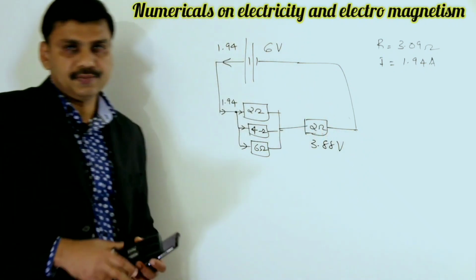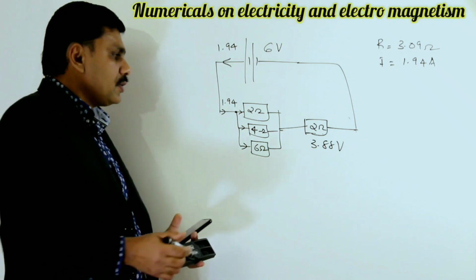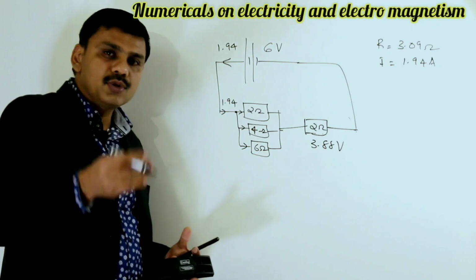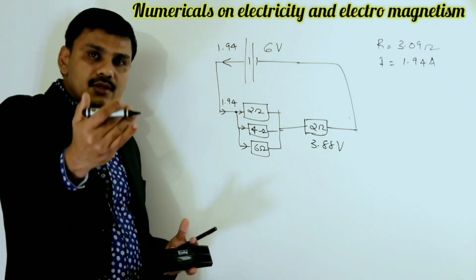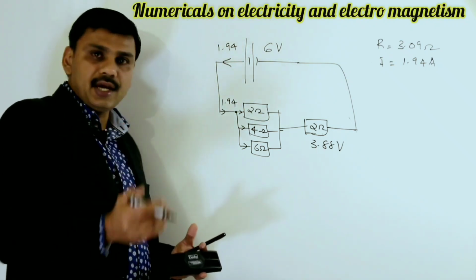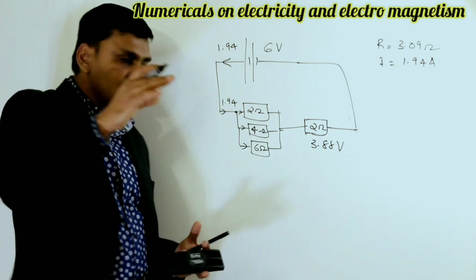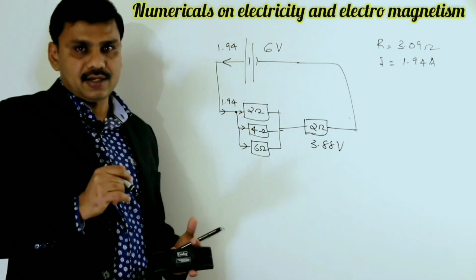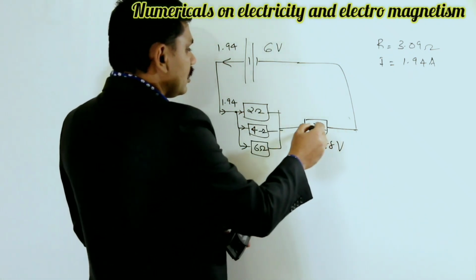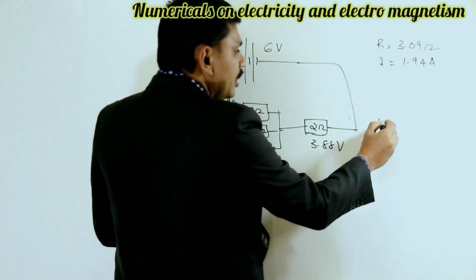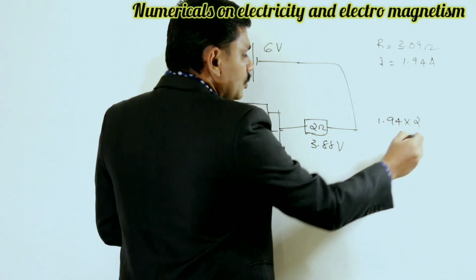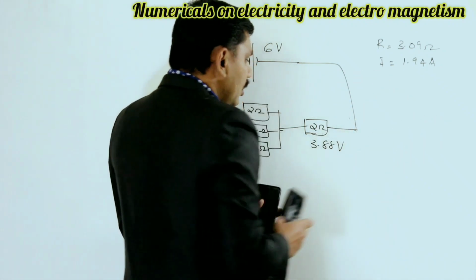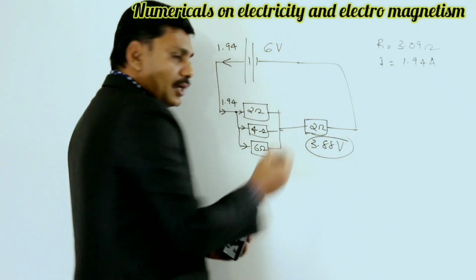3.88 volt comes here. Okay. So how are you getting it? You just multiply the current flowing through 2 ohm and the 2 ohm resistance, and you will get 3.88 volt. So voltage across a device is equal to what? The current flowing through the device multiplied by its resistance. So 1.94 multiplied by 2, you will get 3.88 volt.